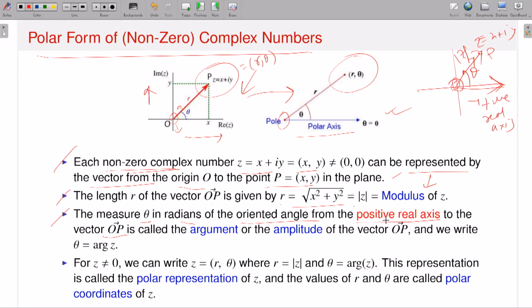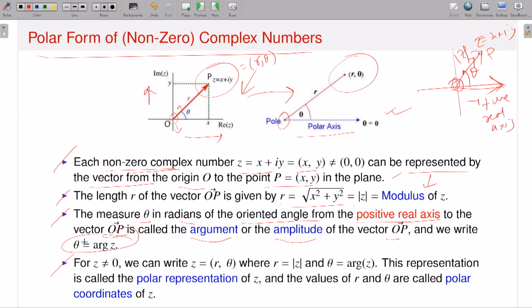So the measure theta in radians of the oriented angle from the positive real axis to the vector OP is called the argument, or sometimes the amplitude, of the vector OP, and we write it as theta is equal to arg of z, that means argument of z. It is called the argument of z, yes.